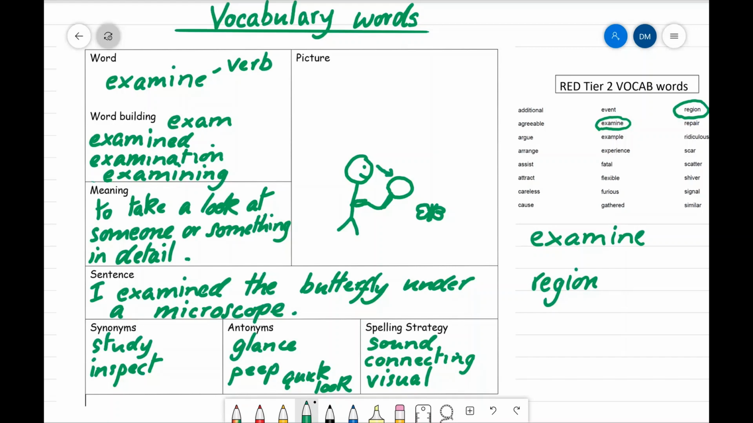Perhaps you can do a better one than that. Show that this is magnifying, perhaps. Looking through a magnifying glass at a butterfly. Examine something. Okay, I hope that helps with when you're doing your vocab words.